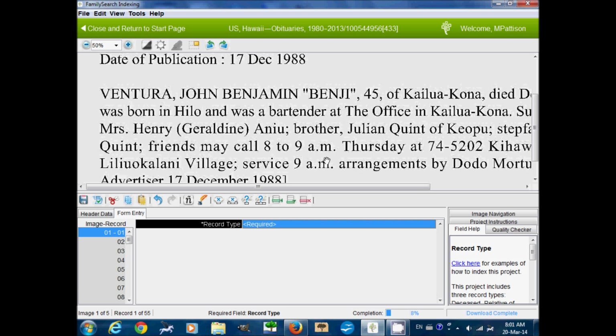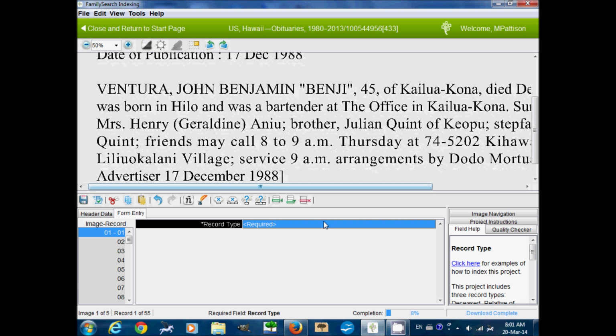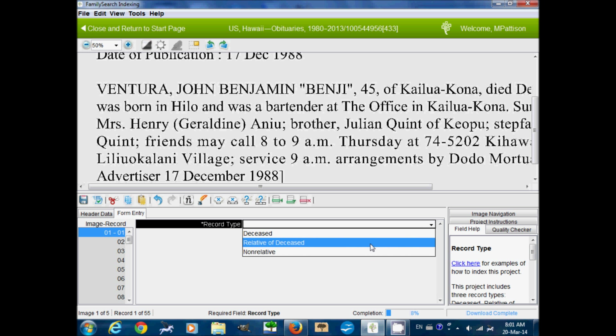The first record type, so record type here, we have three record types that we need to index. One is for the deceased themselves, then any relatives and any non-relatives. And just because they're listed this way in the record type, that doesn't mean that's the order in which you need to index them. So we need to index all of the people mentioned in the obituary in the order in which they appear in the obituary. So we'll see what that means.